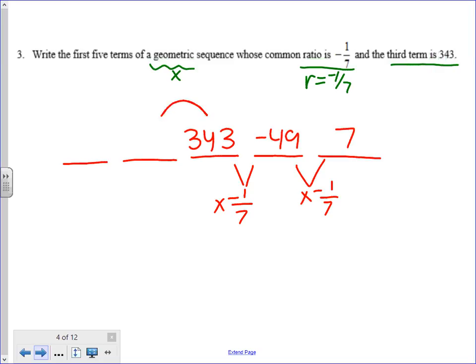Now going backwards, I end up having to do the opposite of multiplying by negative 1 over 7, but I have to divide by negative 1 over 7. So when I divide 343 by negative 1 over 7, I get negative 2,401. Now to go backwards again, I have to divide by negative 1 over 7, and to do that I get 16,807. So those are the first 5 terms of a geometric sequence with a common ratio of negative 1 over 7.